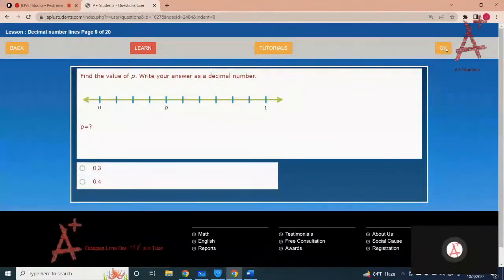What is the value of p? Write your answer as a decimal number. 1, 2, 3, 4. So you have four intervals from 0 to p. So it is then 0.4. Got it?